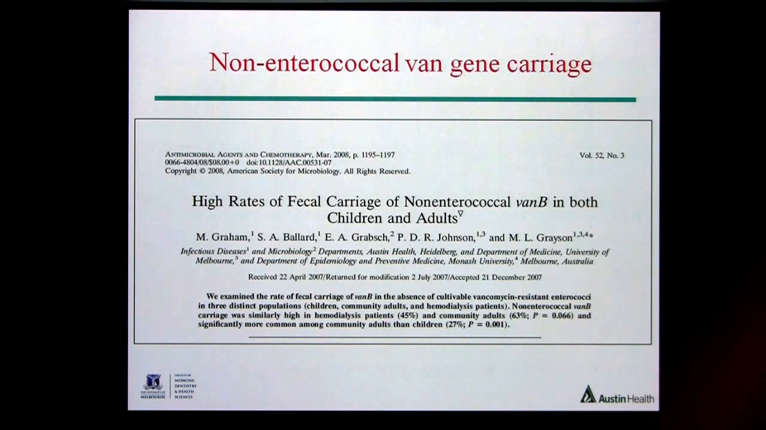And so Marisa did a pretty tough experiment. We went out to all the Rotary clubs and everything around the Austin and asked for healthy volunteers to donate fecal specimens. Not the sort of PhD you might be thinking about if you're looking at some molecular thing, but actually it's a very special collection.